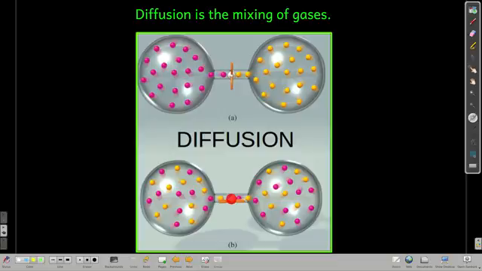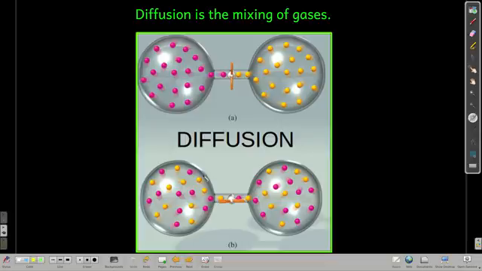Now when we open up the stopcock, because they're moving in random directions, there's going to be the passage of gas molecules from one side to the other. This mixing is called diffusion. And this will pretty much keep on going until we have about the same number of the red ones on the left and the right, and the same number of the yellow ones on the left and the right. So diffusion is the mixing of gases.